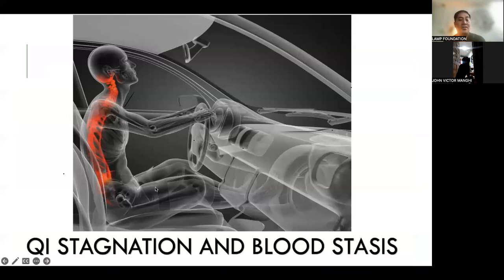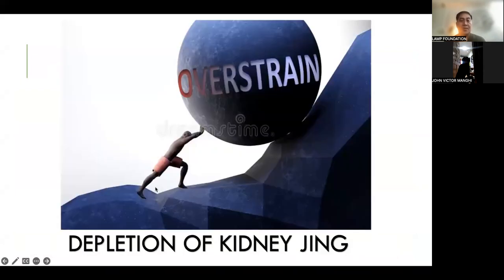Another cause would be chi stagnation and blood stasis. Blunt trauma to the lumbar region can precipitate impedance of chi and blood circulation, which in turn can lead to blood stasis. And this gives rise to low back pain. And the last one is depletion of your kidney jing, or your kidney essence.